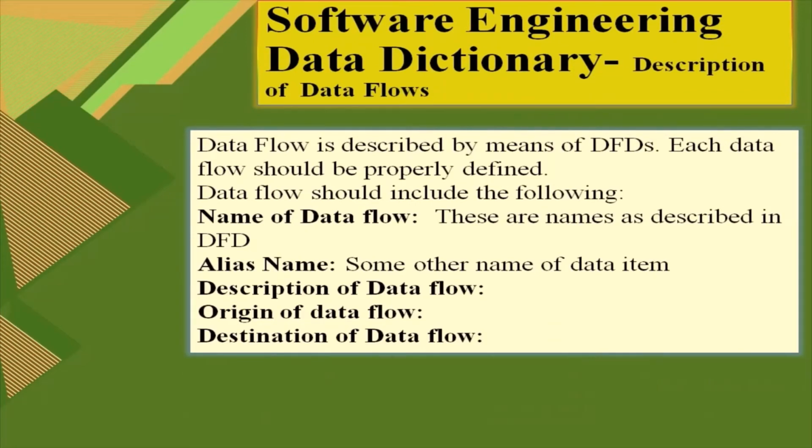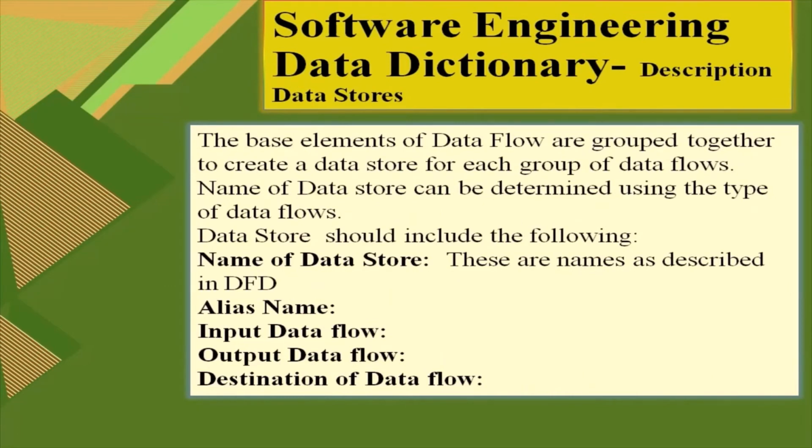Descriptions of data flows. Data flow is described by means of data flow diagram. Each data flow should be properly defined. Data flow should include name of data flow, alias name, description of data flow, origin of data flow, and destination of data flow. Description of data stores. The base elements of data flow are grouped together to create a data store for each group of data flows. Name of data store can be determined using the type of data flows. Data store should include name of data store, alias name, input data flow and output data flow, and destination of data flow.